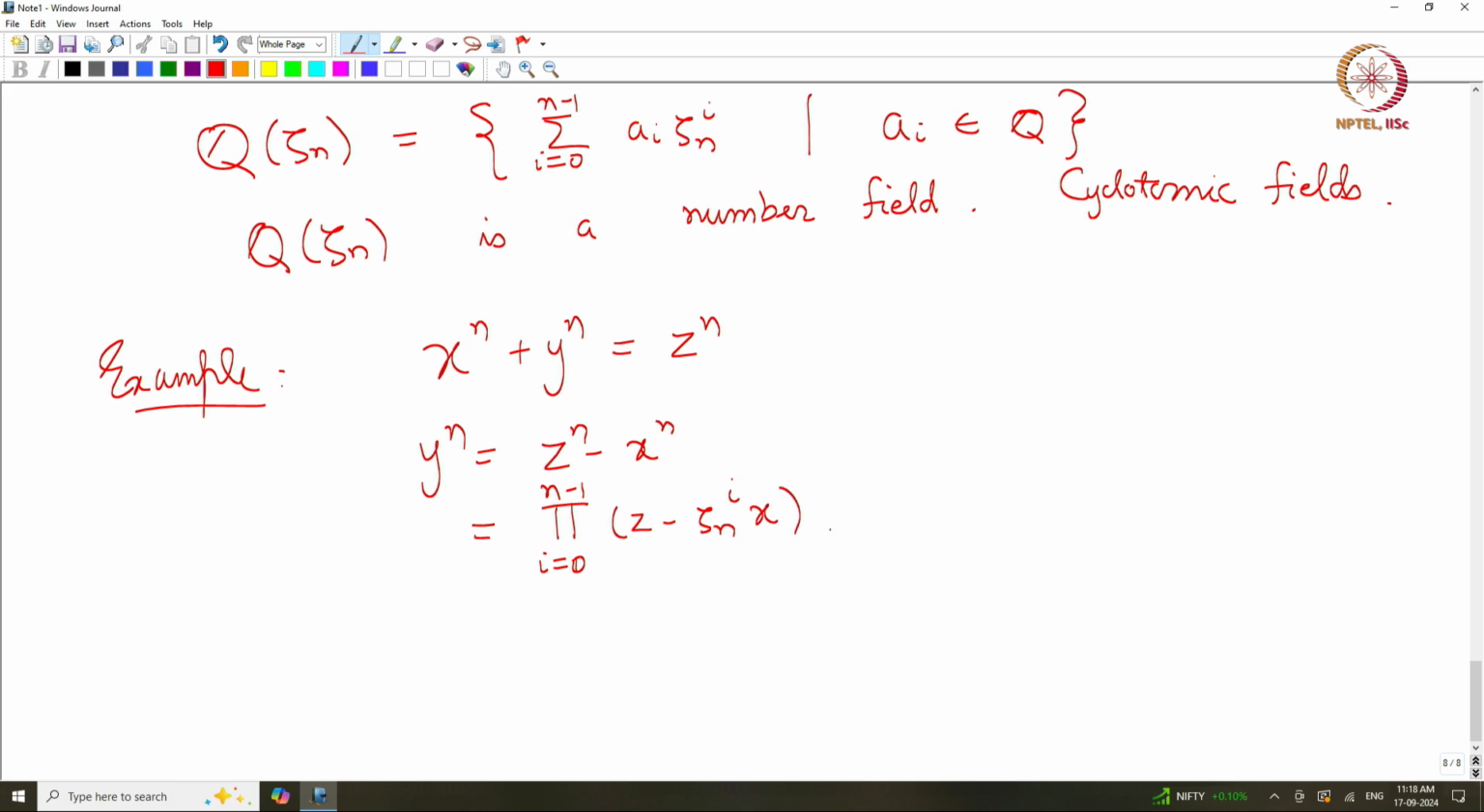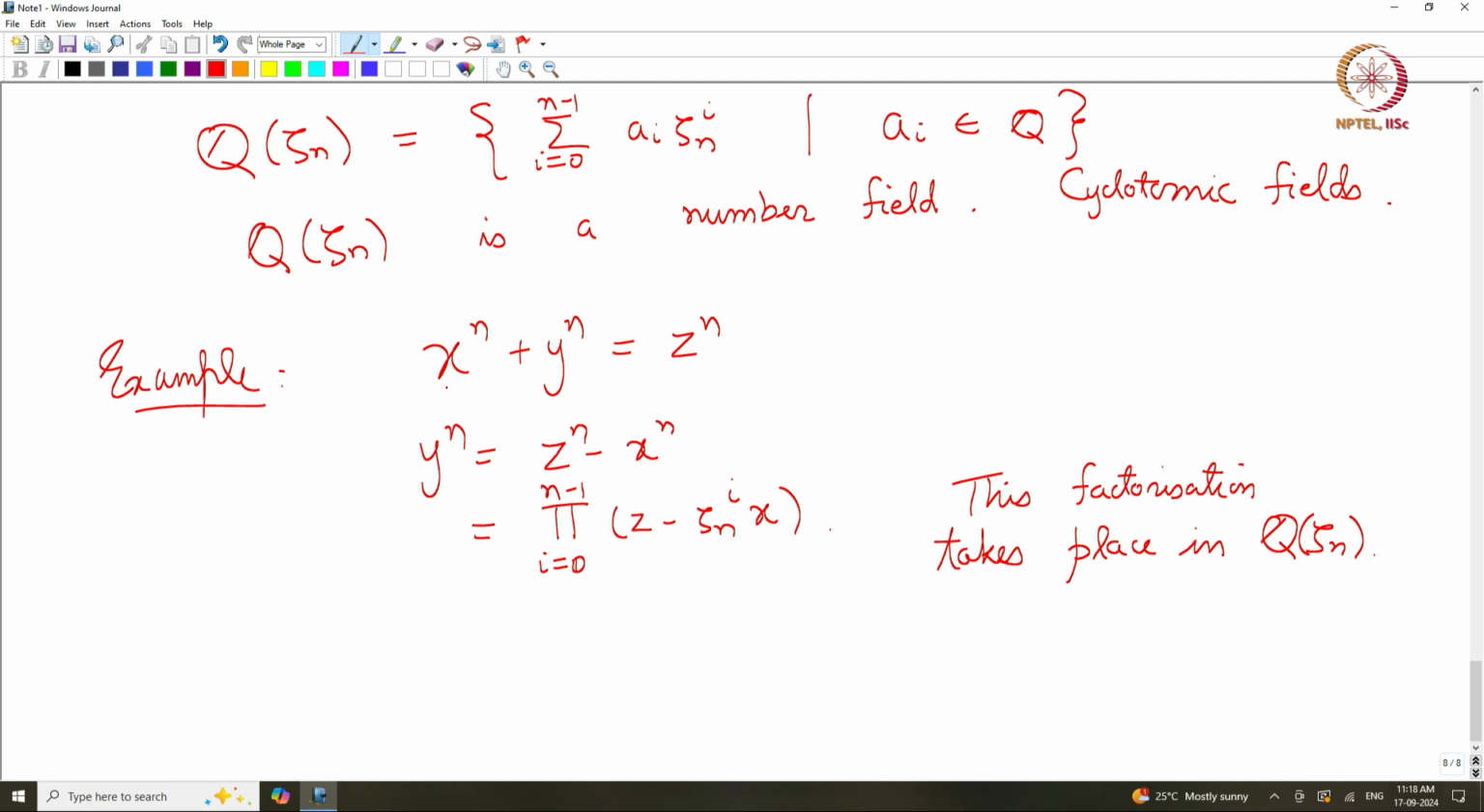Okay. So, you can check that this factorization is valid, but this factorization takes place in Q(ζ_n). All right. So, you have a product of certain numbers here as an nth power. Okay. So, you have n numbers here whose product is y to the n.